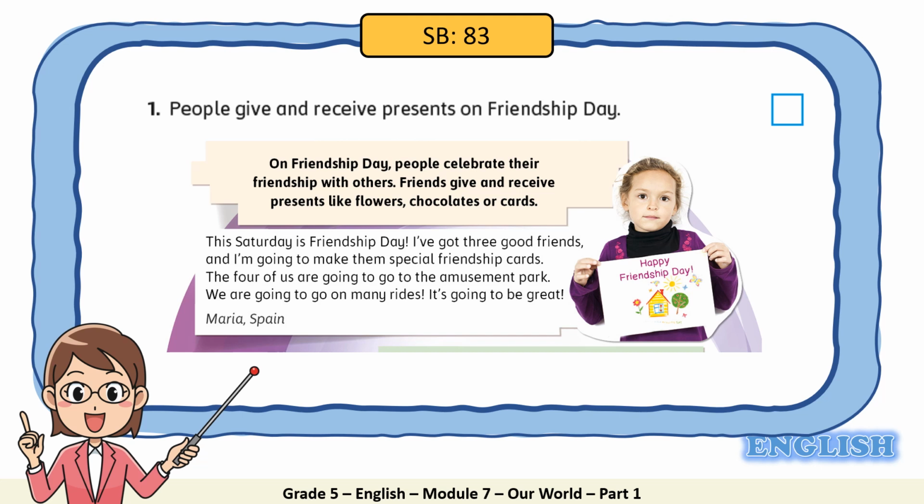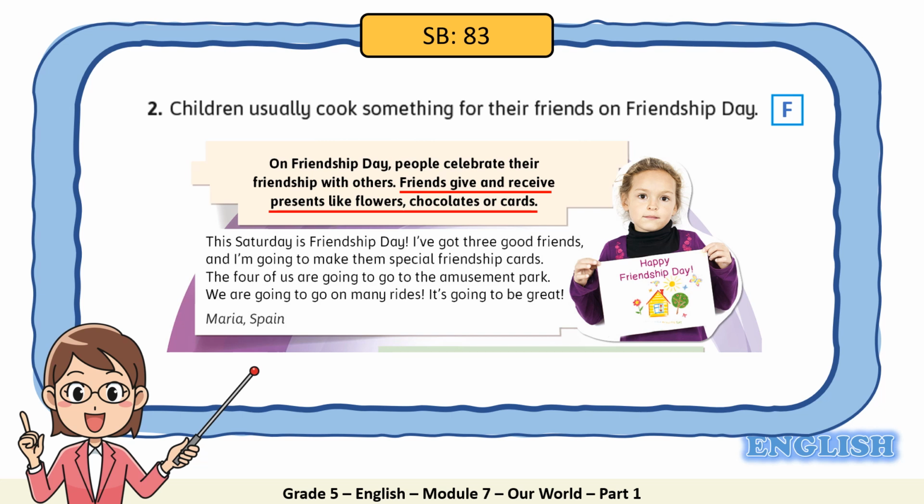Are you ready to check the answers? Okay, let's go through the answers one by one and highlight the evidence as well. Number 1. People give and receive presents on Friendship Day. The answer is true, and you can see the evidence here. Number 2. Children usually cook something for their friends on Friendship Day. The answer is false. Why? Because it says here that friends give and receive presents like flowers, chocolate, or cards, but they don't cook.